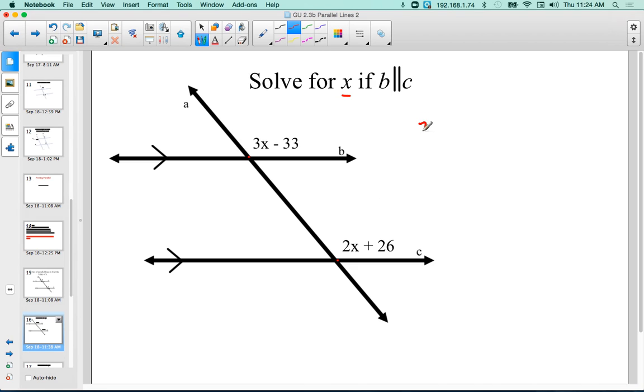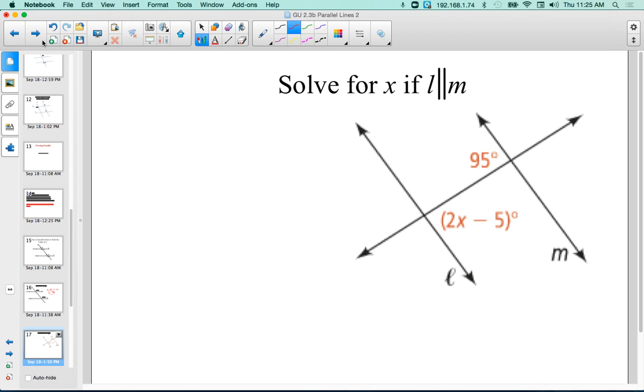So we can set up our equation, 3x minus 33 equals 2x plus 26. Subtract 2x from both sides, add 33 to both sides. I think x equals 59. If I wanted to find the angle measure, I could plug that in. 3 times 59 minus 33 and get our angle measure, or 2 times 59 plus 26.